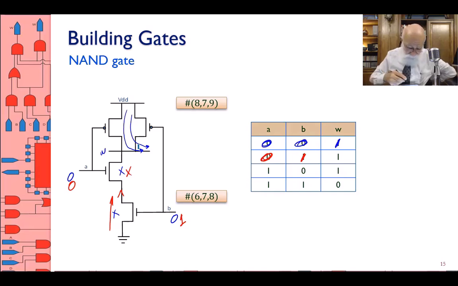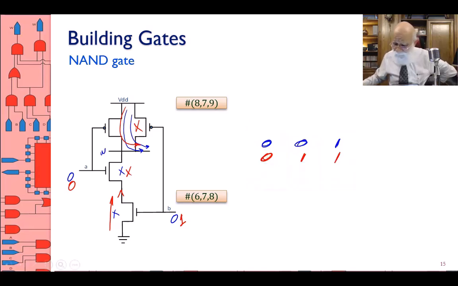And look at the upper ones. I have a 0, so I have a conduction path, and I have a 1. I don't have a conduction path, but that doesn't matter because I already have a conduction path from the supply to my output, and therefore my output is going to be 1 anyway.